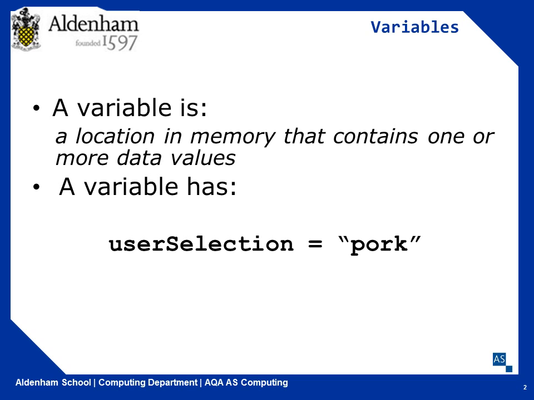So a variable is essentially a place in the main memory of the computer that can store one or more data values. You'll be familiar with variables from your study of mathematics, where you might have variables like x and y, or maybe if you play computer games, things like score and other things that have a numeric value attached to them are generally a variable. A variable has an identifier, as in its name, in this case it's user selection, and also a value, and here it's pork, and we know that the data type of pork is text because it's been given the speech marks around it.